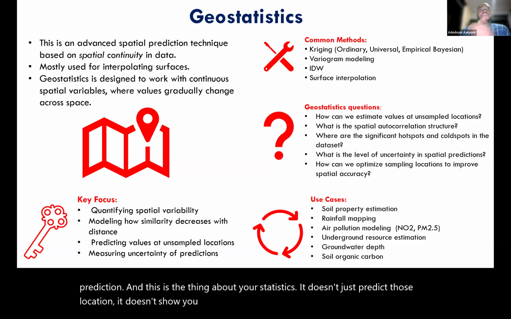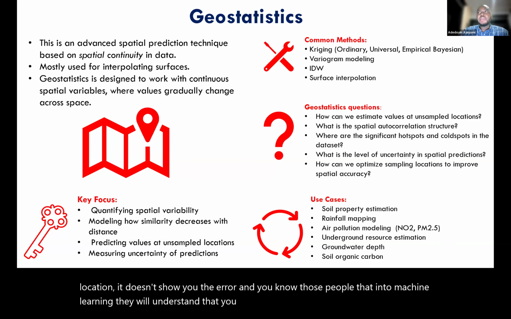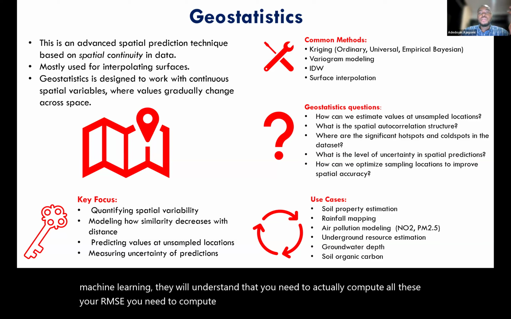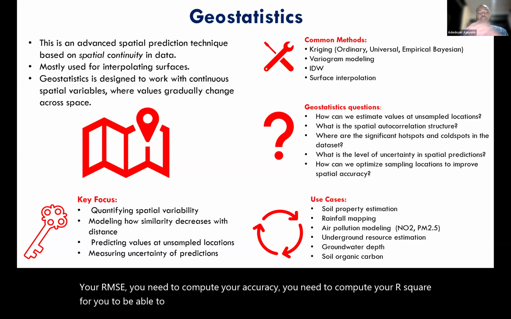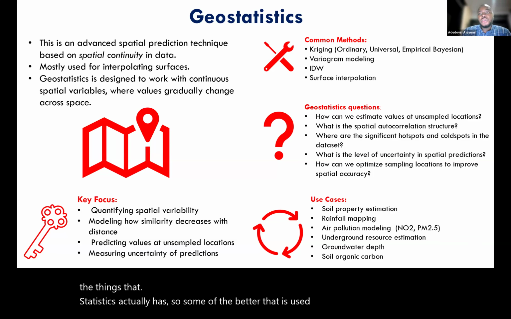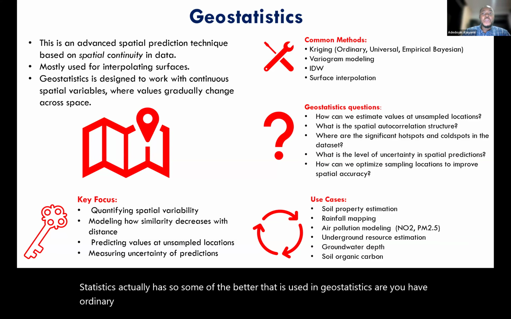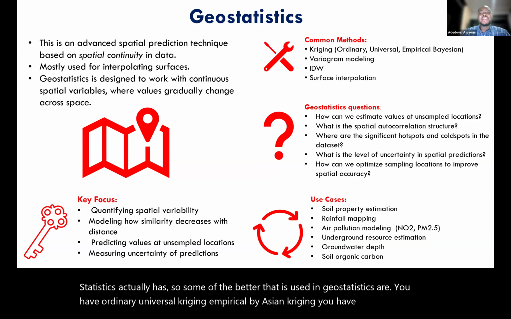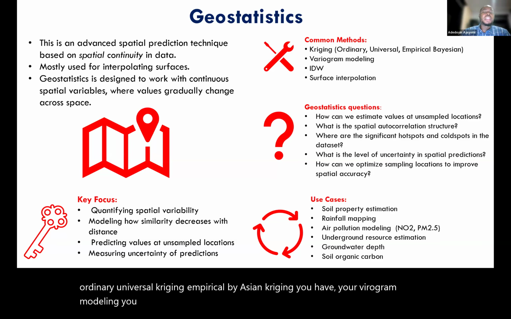And you know, those people that are into machine learning will understand that you need to actually compute your RMSE, your accuracy, and your R square for you to be able to ascertain how well your model is working. These are some of the things that geostatistics actually has. So some of the methods used in geostatistics are ordinary kriging, universal kriging, empirical Bayesian kriging, variogram modeling, surface interpolation and IDW. We'll be looking at some of these things as we go on.